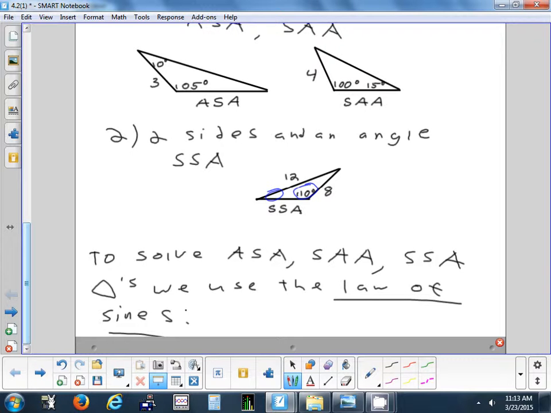Okay, if I ask you to solve a triangle, what does that mean you need to find? All angles and all sides. Yep, all angles and all sides. And I'm always going to give you 3 of them. Might give you a couple angles and one of the sides, or a couple sides and one of the angles. But I'll always give you 3 pieces of information.